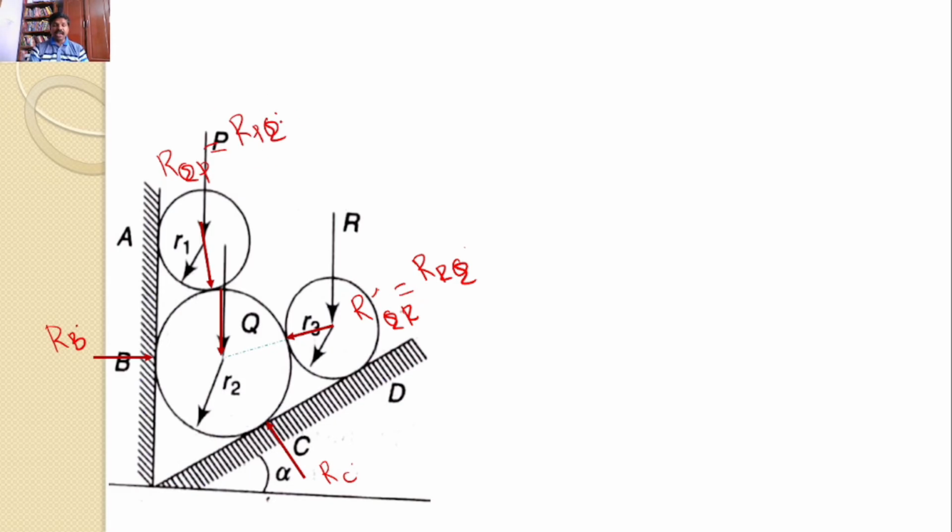RPQ value also we calculated while we are analyzing the sphere P. So this value is also known. Now total 5 forces are acting on the sphere Q. Here also I will consider the x-axis like this and y-axis like this. Let us transfer all these 5 forces onto x and y axis, which are parallel to this inclined trough and perpendicular to inclined trough. Look at this, I am transferring all the forces.